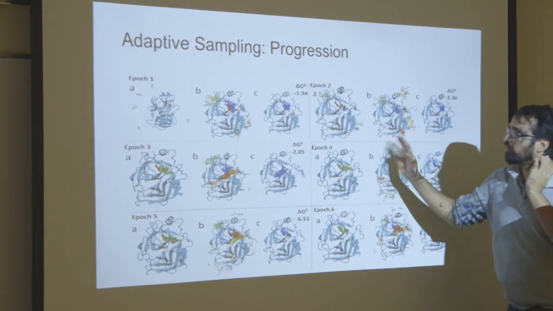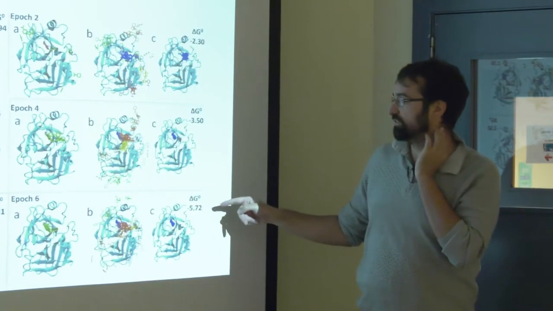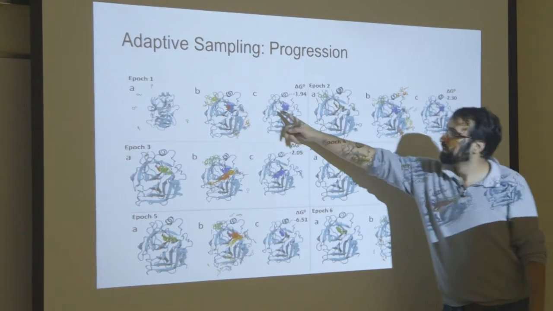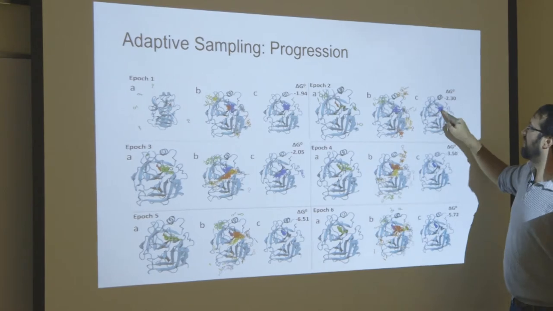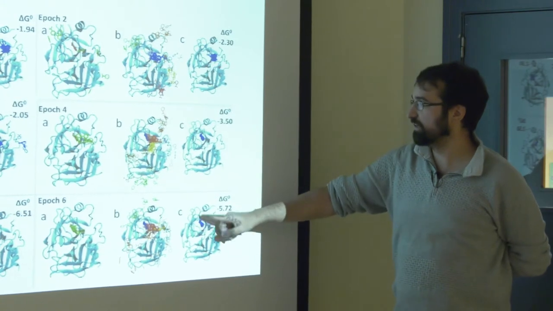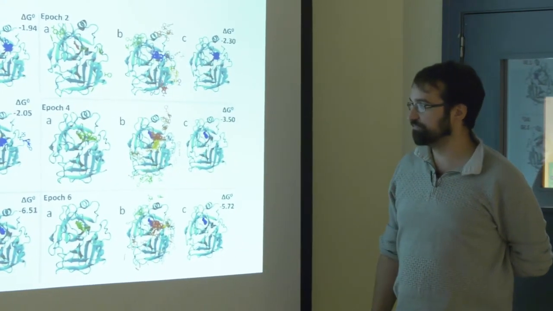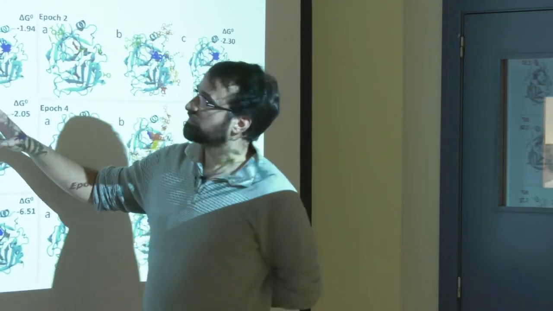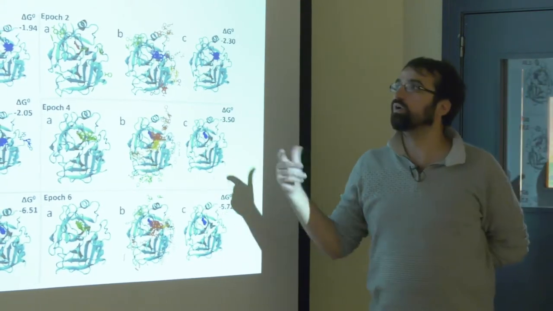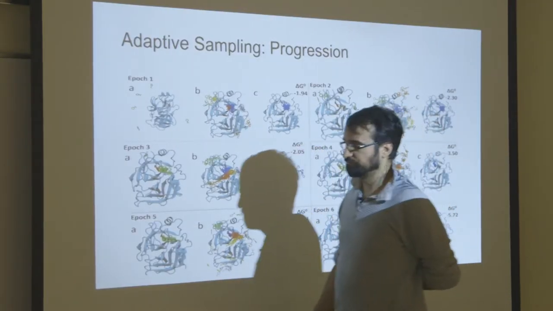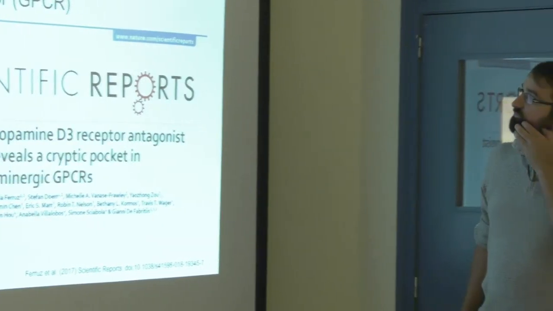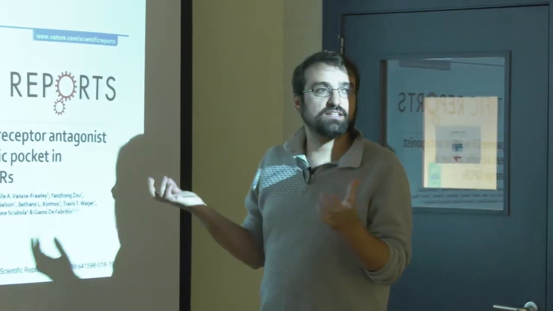As epochs progress, you get closer and closer to the experimental free energy of binding. And also, you get very fast to the binding poses. Here we explore more, but you're already on the binding pose. Then it's just some adjustment. So this is just a general picture of the same thing that we were seeing before, but applied to a molecular system, to ligand binding. So this is a case example.